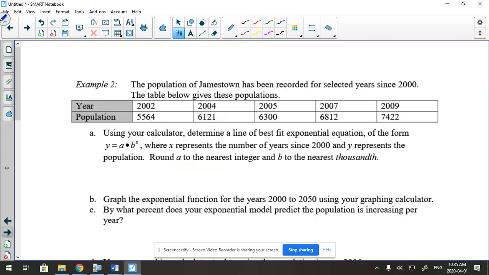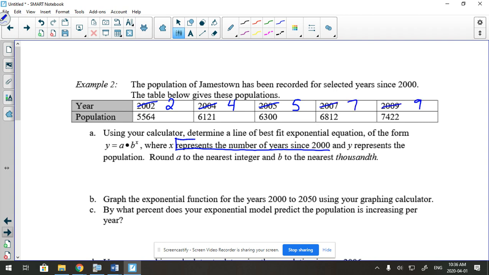So here, the population of Jamestown has been recorded for selected years since 2000. So it tells the population over those years. We want to use our calculator to determine the line of best fit exponential equation, where x represents the number of years since 2000. So in your calculator, just to make it easier, instead of using the year 2002 here, I'm going to use 2, because that's 2 years since 2000. Here I'm going to use 4, 5, 7, and 9.